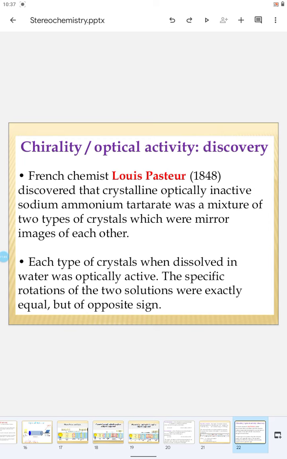Suppose the atom is C, that is carbon. It is called a chiral carbon, that is a tetrahedral sp3 carbon connected to four different groups. Chirality, that is optical activity.